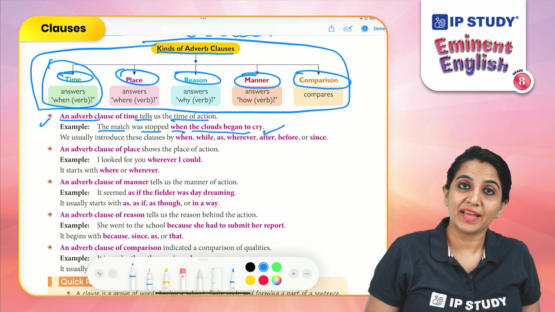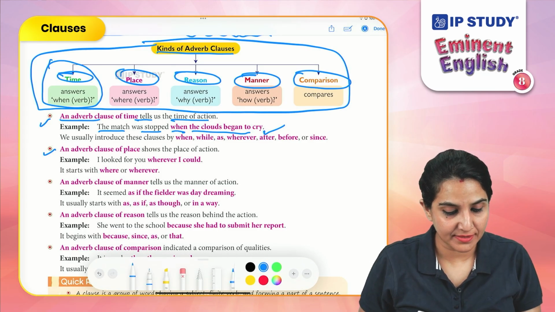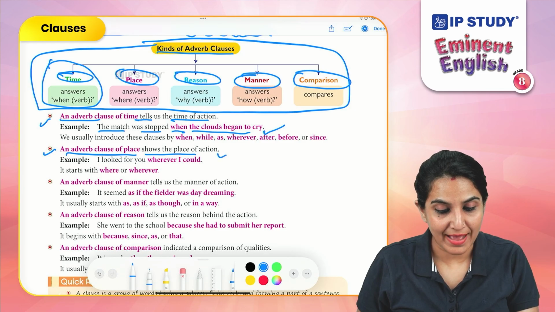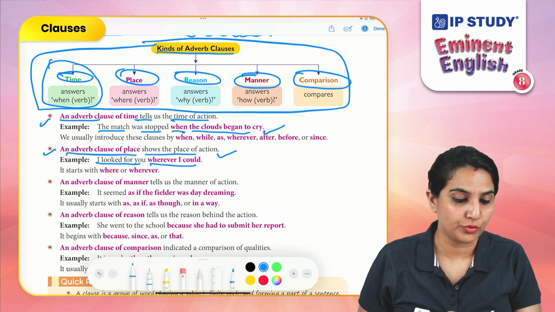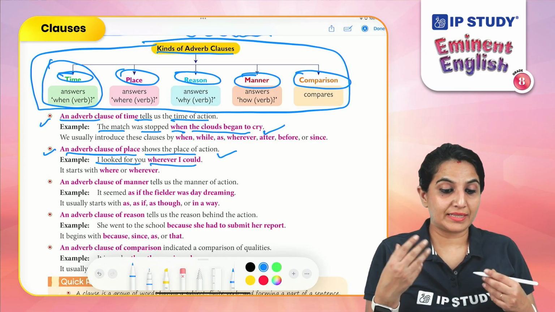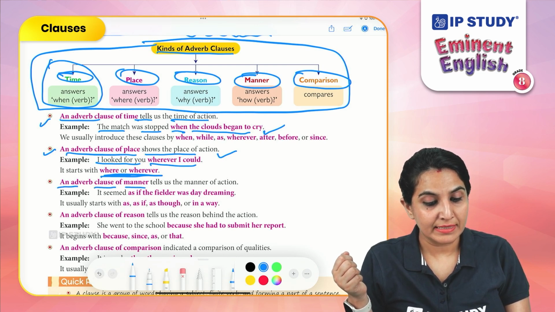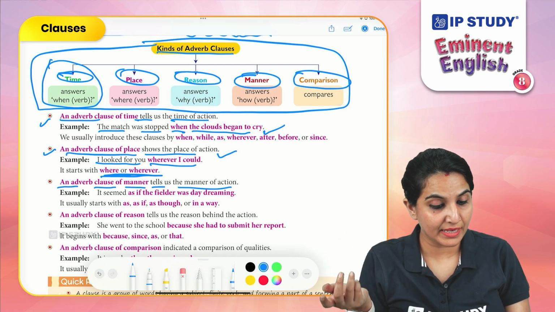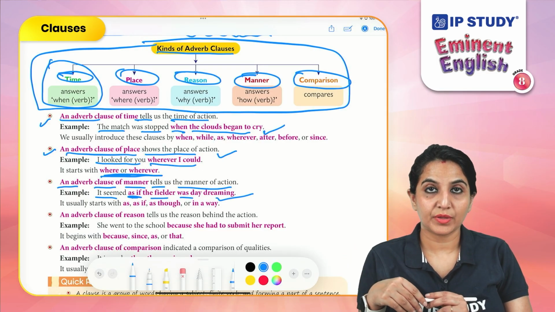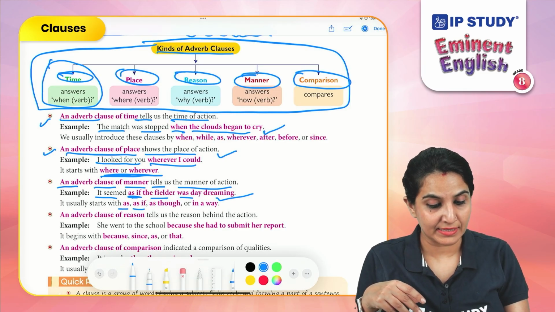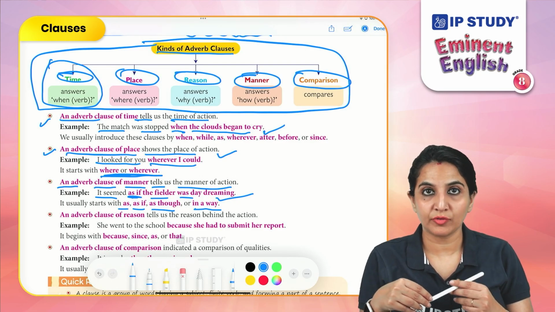So we always use when for the time adverb clause. An adverb clause of place shows the place of action. I looked for you wherever I could. So it starts with where or wherever. That means this tells us the place. An adverb clause of manner tells us the manner of action. It seemed as if the fielder was daydreaming, right? So words like as if, as though, or in a way are all adverb clauses of manner.